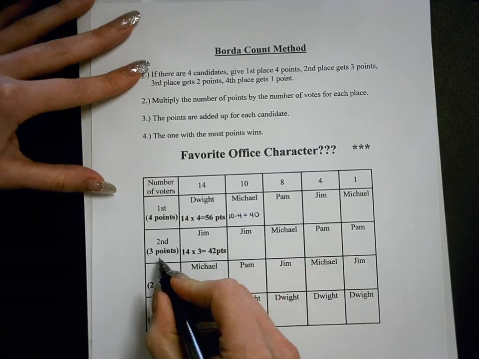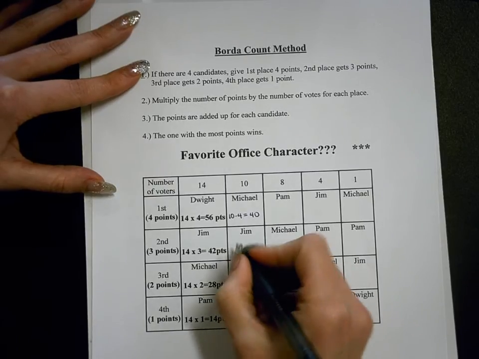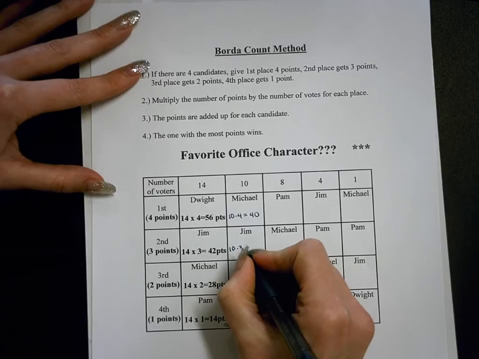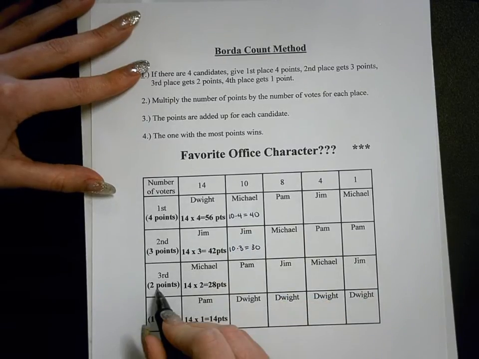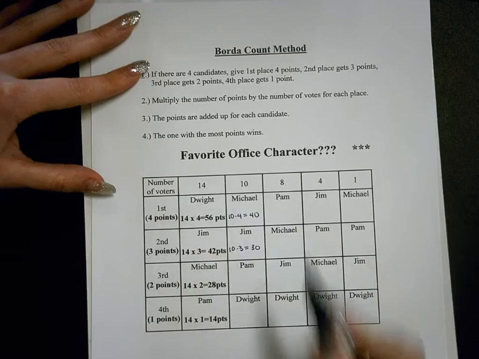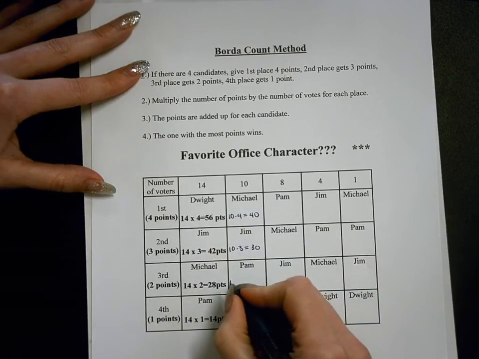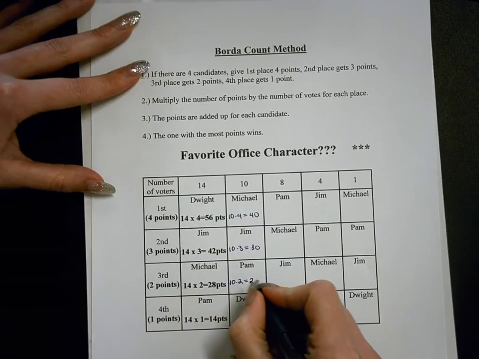Jim is in second place and he gets 3 points. There's 10 people that voted him this way, so we're going to go 10 times 3, which is 30. Pam is in third place, so she gets 2 points. There's 10 people that voted her in this place, so we're going to go 10 times 2, which is 20.